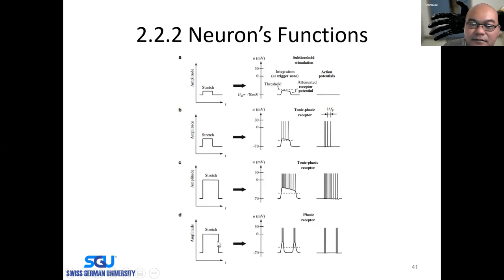In the phasic receptor, on the other hand, the stretching will create these two big stimuli, and then each will create a series of impulses. So the propagated stimuli will be in this kind of two series of impulses.